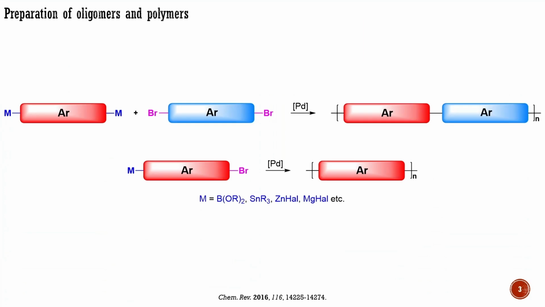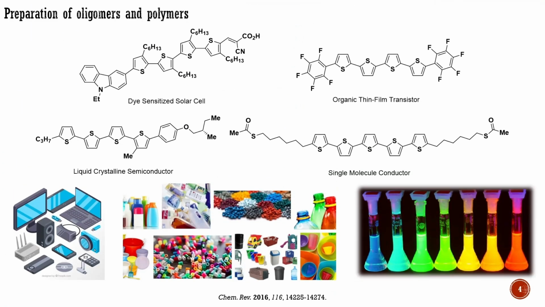Traditional approaches to conjugated oligomers and polymers are based on cross-coupling reactions. The first option involves the coupling of arenes possessing two organometallic functionalities with dihalogenated arenes. The second option is based on the self-coupling of arenes possessing both organometallic and halide functionalities. Conjugated oligomers and polymers prepared by these methodologies can be applied as organic semiconductors, fluorescent probes, etc. Selected examples can be seen here.